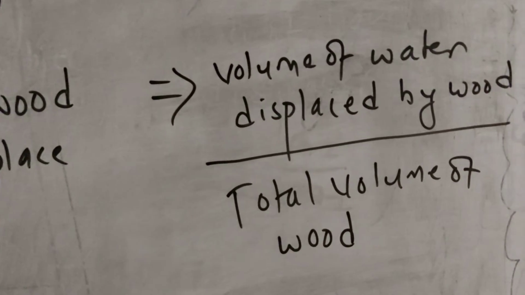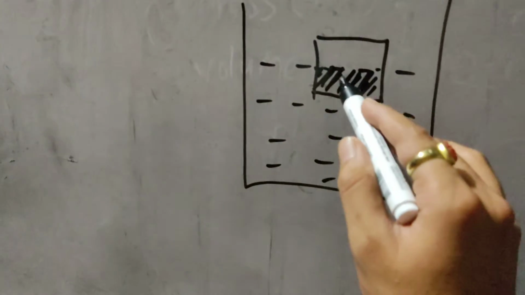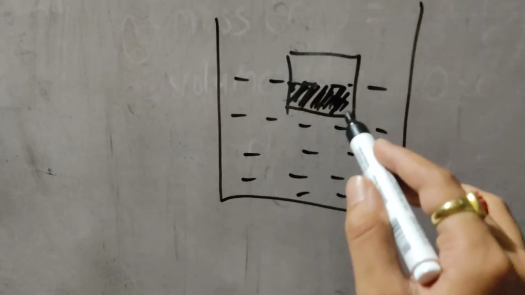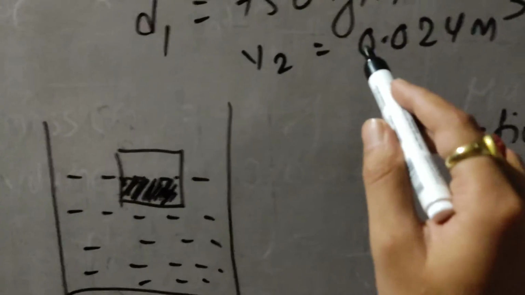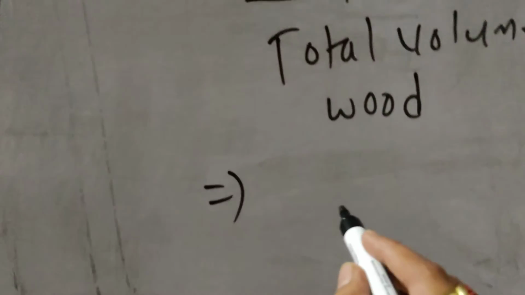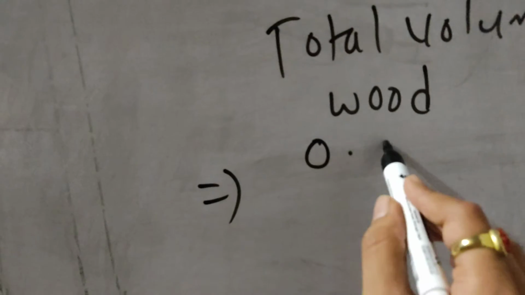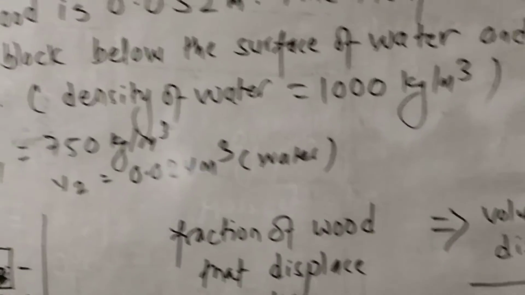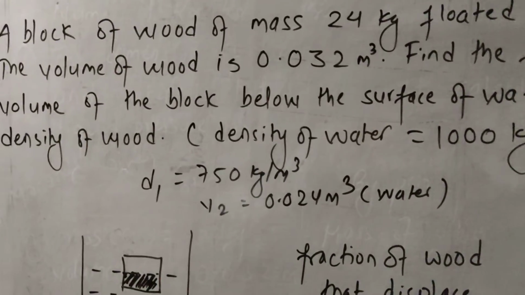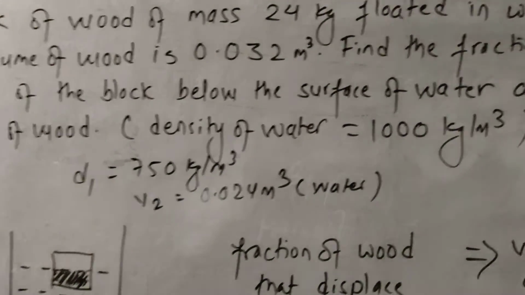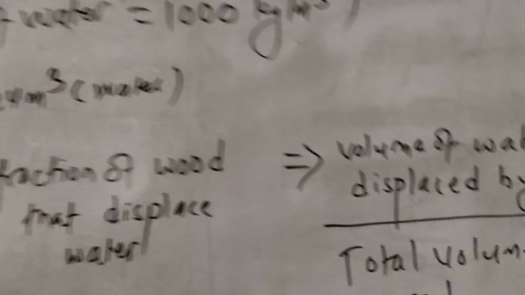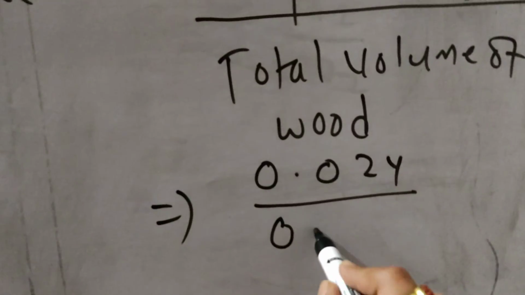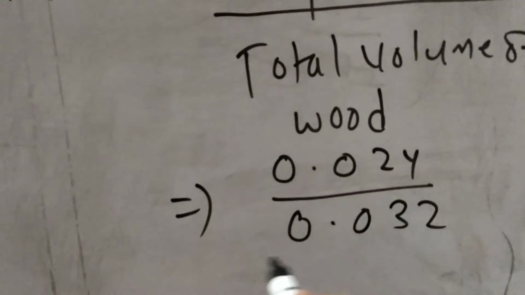So what is the volume of water displaced by wood? The volume of water displaced by the wood, we calculated earlier: V2 is equal to 0.024. That's why we can write 0.024 divided by the total volume of wood. Let's look at the question. The volume of wood is 0.032.